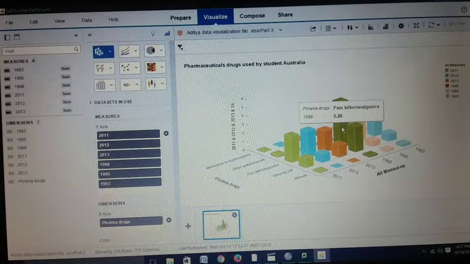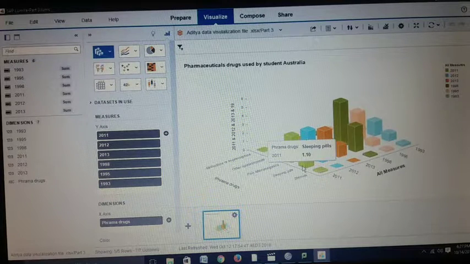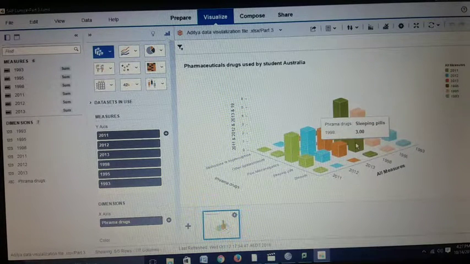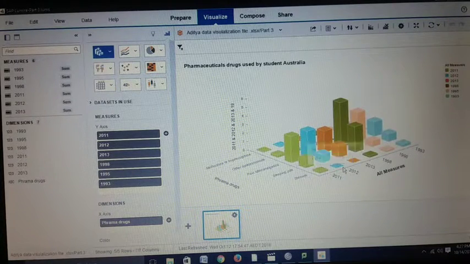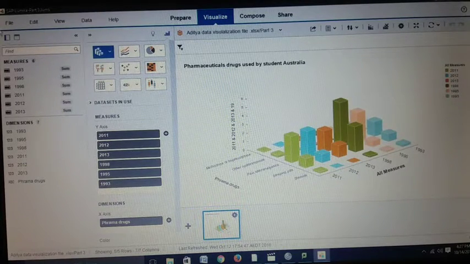The year 1998 had the most amount of painkiller drug used, which was 5.20. Further, the second most used pharmaceutical drug was sleeping pills, which was highest in 1998 only, at 3.00. The drug which was used the least in all these years was steroids, which was minimal in every year.